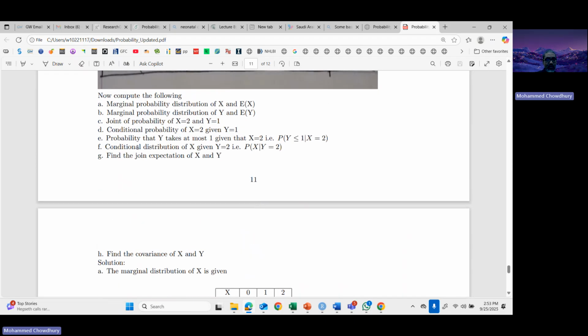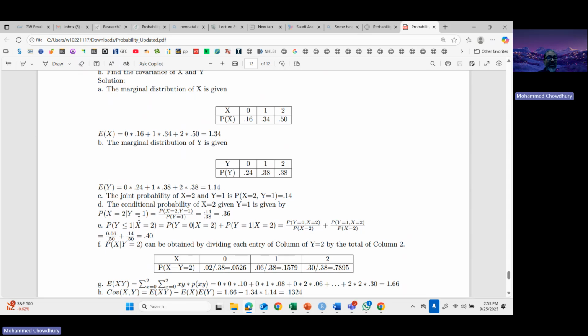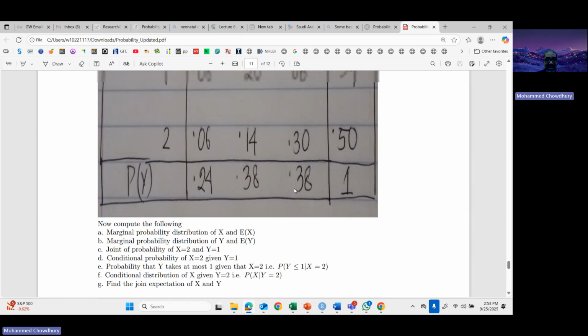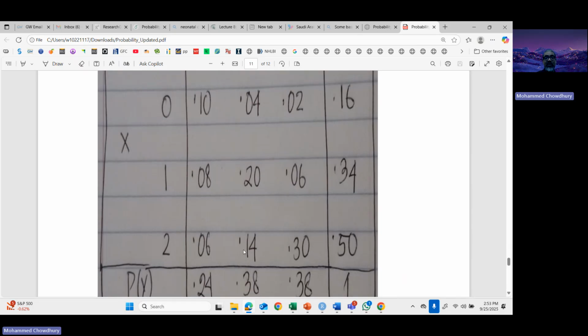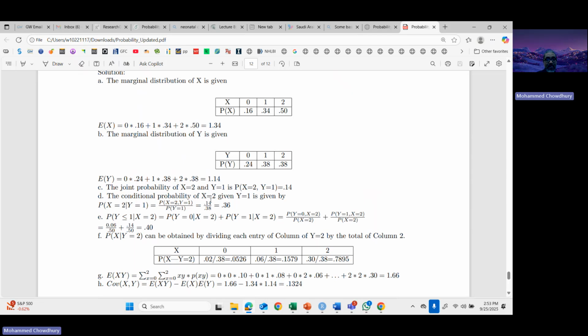Now, the probability that y takes at most 1. No, the conditional probability of x equal to 2 given y equal to 1. The definition is: the probability of x equal to 2 and y equal to 1, divided by the probability of y equal to 1. For x equal to 2 and y equal to 1, I am getting 0.14, so I put 0.14 here. Take a look at that. And y equal to 1 is 0.38. Are you seeing that thing?